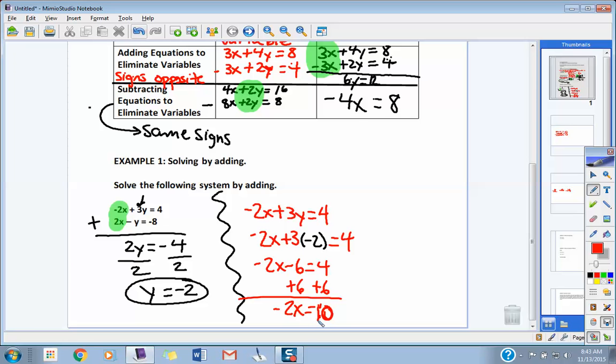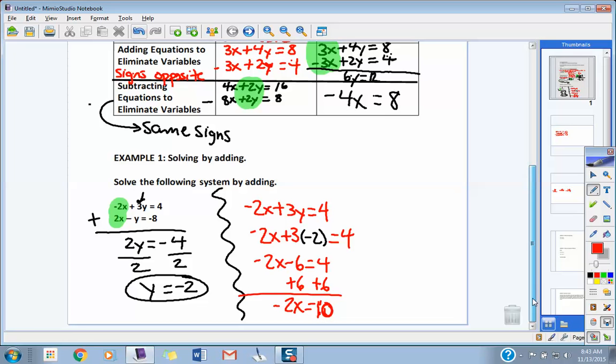So then you'll divide by -2. Which would be how much? -5. Guys agree -5 for my x? So I'll move that up to here when you divide. X is equal to -5.